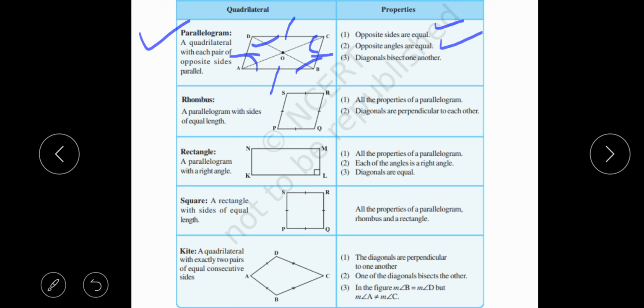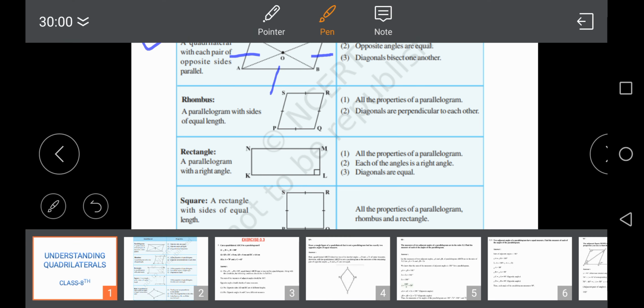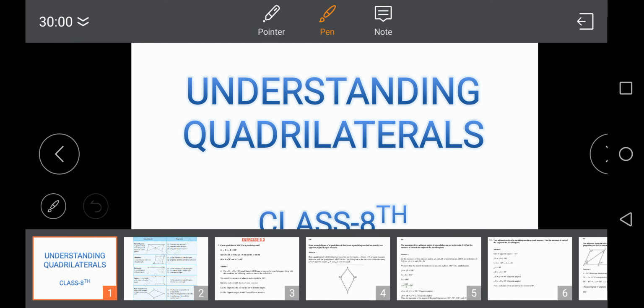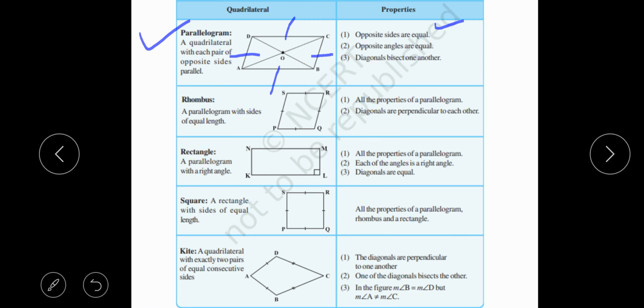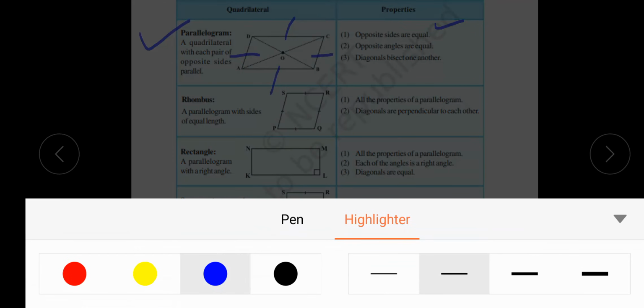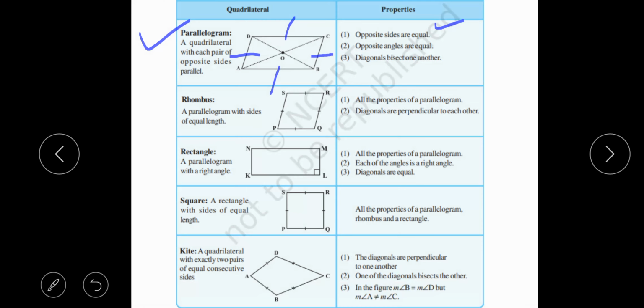And the third one, the diagonals bisect one another. Diagonals bisecting one another means the diagonals of a parallelogram bisect each other. So if the diagonals bisect each other, then OD is equal to OB and OA is equal to OC.